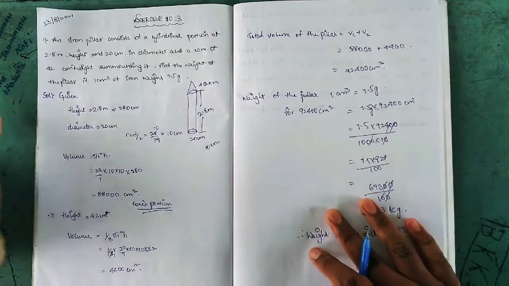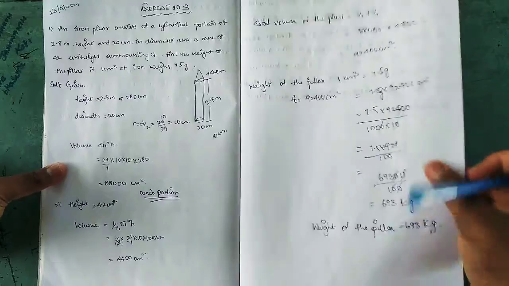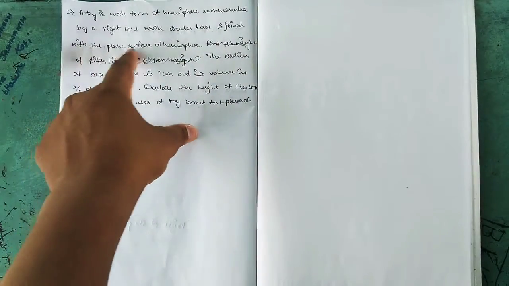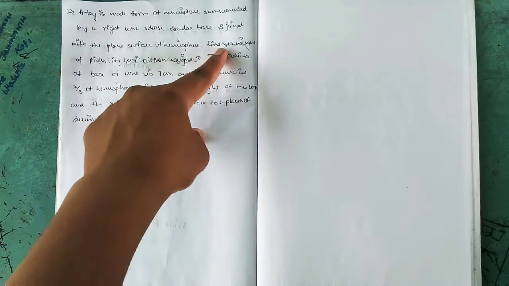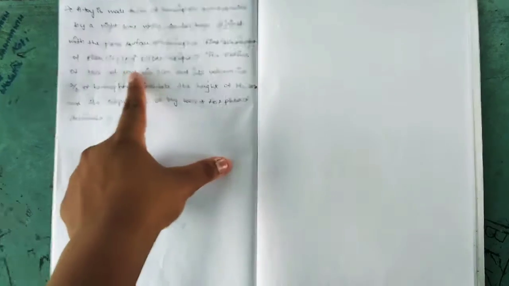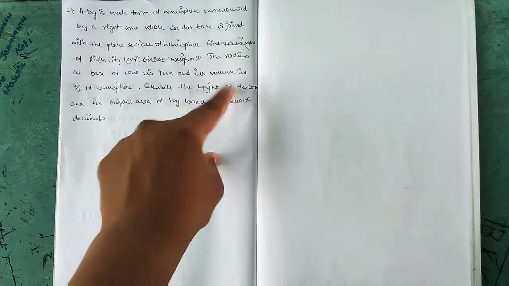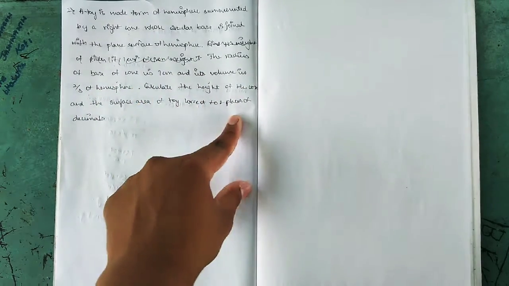So now we have discussed the first bit. Now we will see the second bit. The second bit is: a toy is made in the form of a hemisphere surmounted by a right circular cone whose circular base is joined with the plane surface of the hemisphere. The radius of the base of the cone is 7 cm and its volume is 2 by 3 of the hemisphere. Calculate the height of the cone and the surface area of the toy, correct to 2 places of decimals.